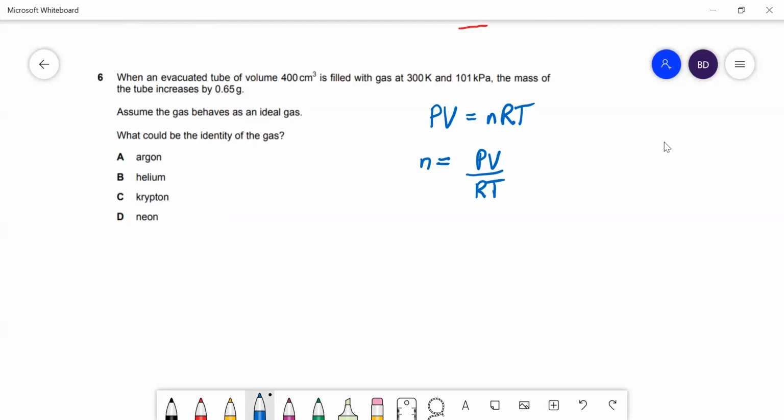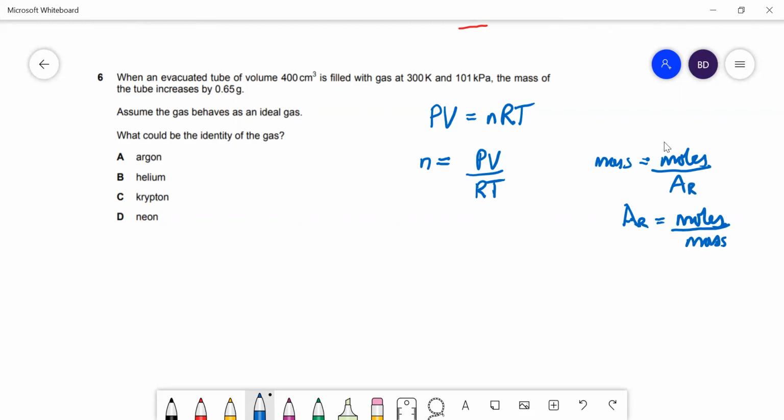Once we've worked out the number of moles from that, then we can work out, because we know that moles is equal to the mass divided by the Ar of the gas, rearranging that, Ar is going to be equal to mass over moles. So we can work out the Ar, the relative atomic mass of the gas, and then decide which one, argon, helium, krypton, or whatever. So let's do the calculation for n.